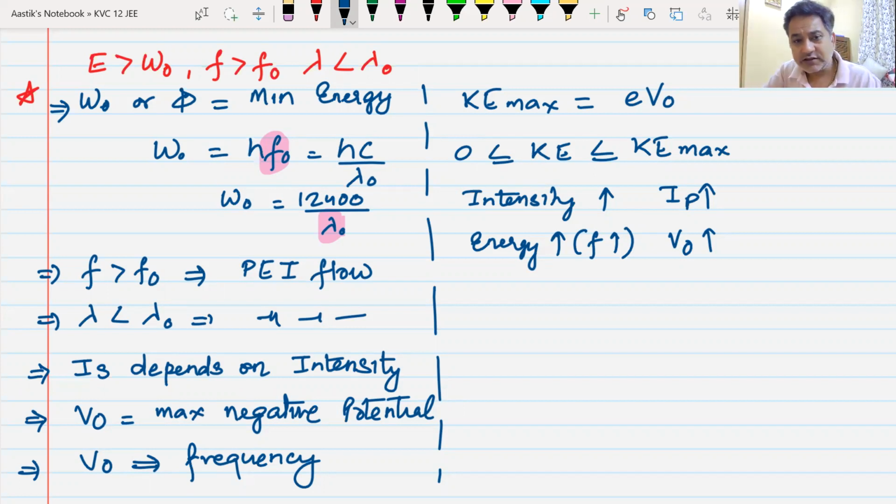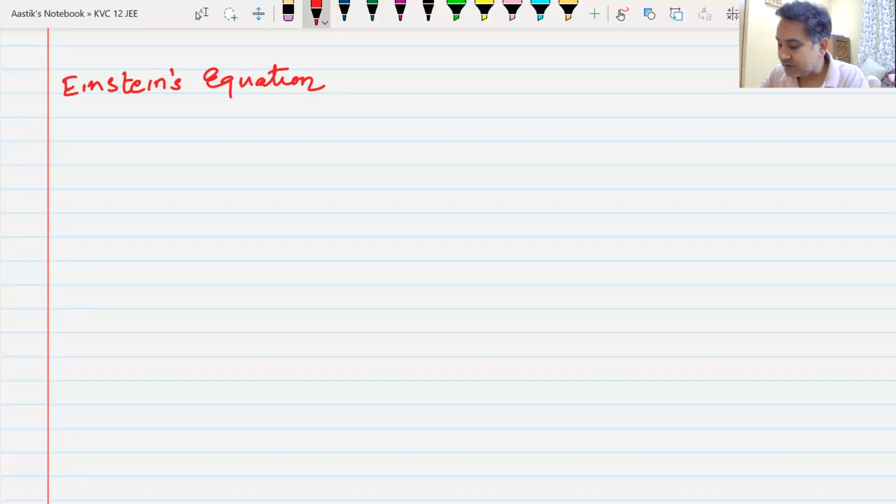Did you know Albert Einstein got a Nobel Prize? Do you know this? Yes or no? How many of you don't know this? He got the Nobel Prize for this equation, the equation that we are going to see now, Einstein's equation. And that is not E equals mc square.